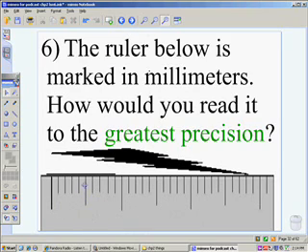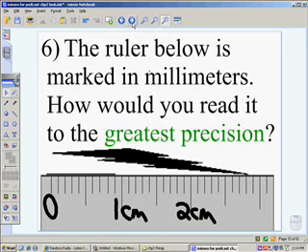So this would be 5 millimeters right here, and this would be 10 millimeters, and 10 millimeters is the same as a centimeter. So I can label the centimeters like that if we wanted to. So now, how would I read the tip of this lightning bolt?